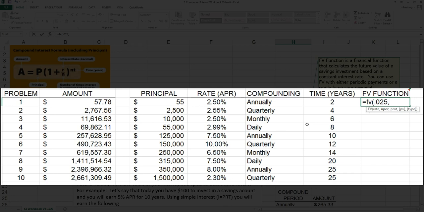NPER, you will recall from our present value workbooks, that's the number of periods that we're going to be compounding this interest. So we need to take a look at our compounding period, which is annually, but then we also need to take a look at the amount of time for which we are going to be doing that compounding, and here it's for 2 years. So it'd be 1 time per year times 2 years, which would be a total of 2 periods.